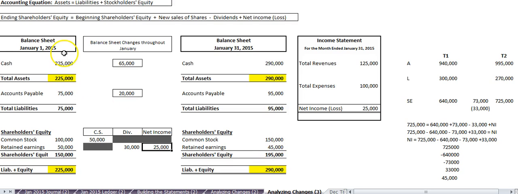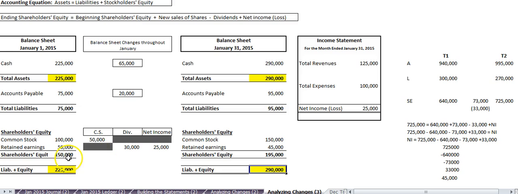So as you can see here, this balance sheet at period 1 satisfies the accounting equation, which states that assets equals liabilities plus stockholders' equity. We have 225 here and 225. And the ending period balance sheet also satisfies the equation. Assets equals liabilities plus stockholders' equity, 290 and 290.